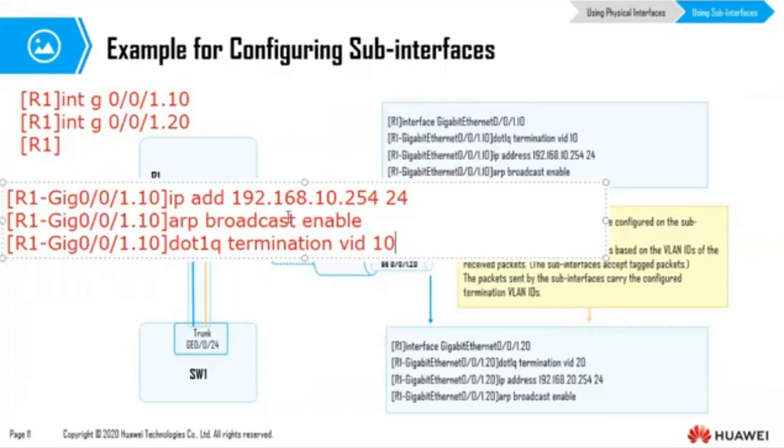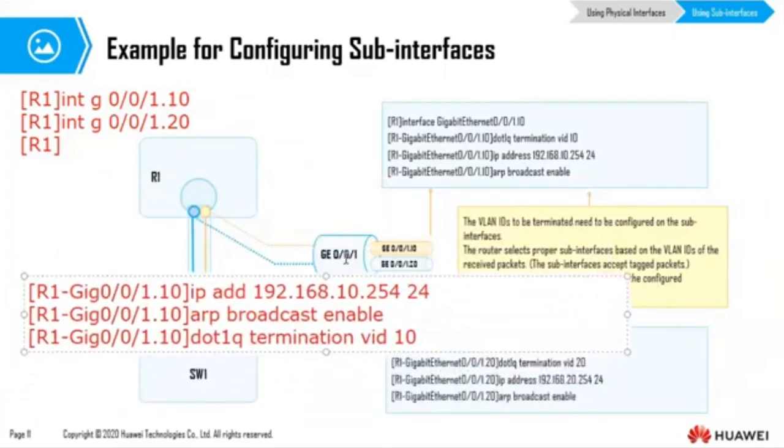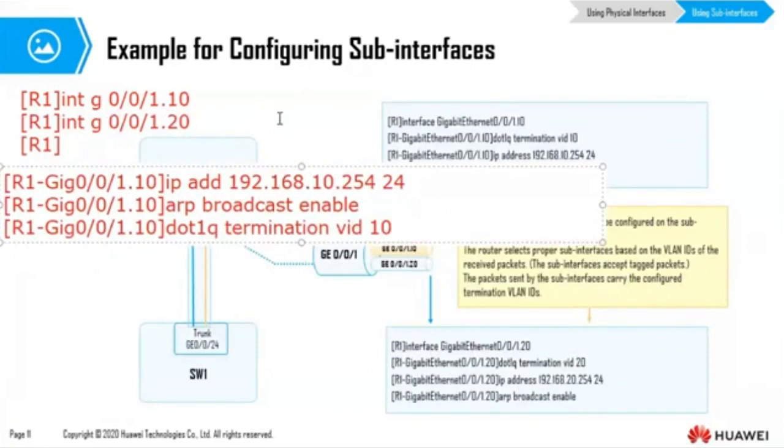So those are the commands for enabling inter-VLAN communication. Remember, you have to do this on this sub-interface and also on the other sub-interface, which is the VLAN 20 sub-interface. So that's exactly what is being done here.